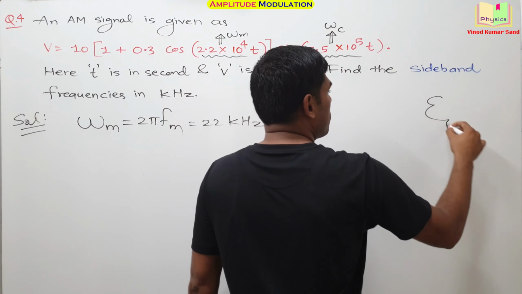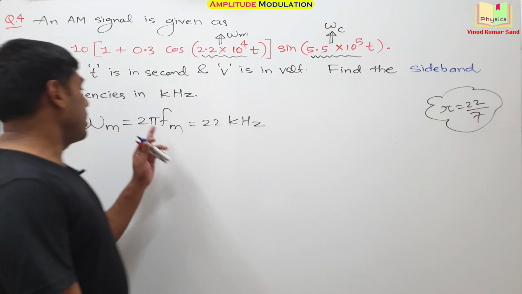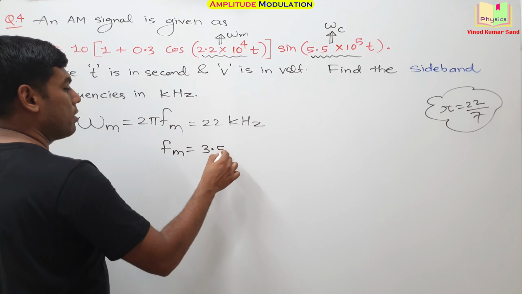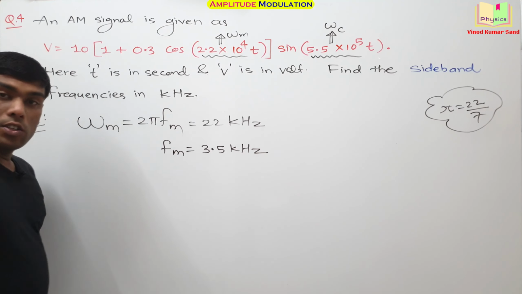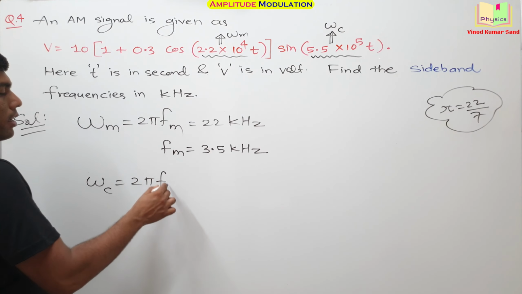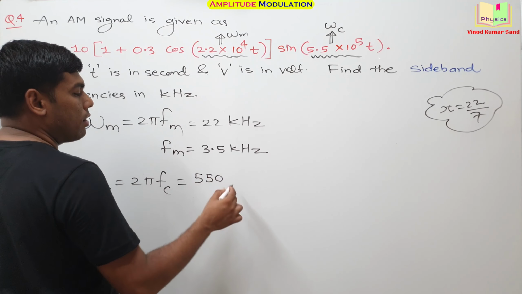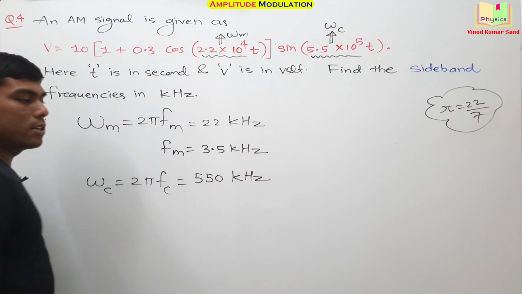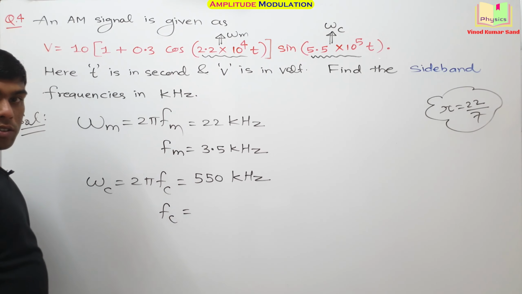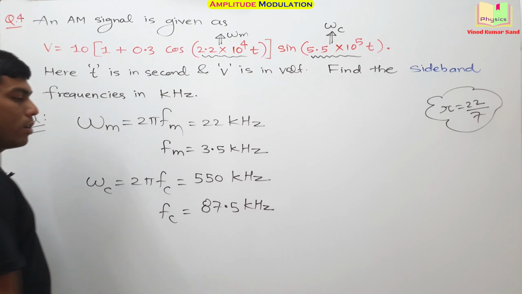We know that pi is equal to 22 by 7. Substitute that value of pi here. You will get fm is equal to 3.5 kilohertz. Same computation I am doing for omega c, which is 2 pi fc, and if you check this data we can write it as 550 kilohertz. Again put in the value of pi and compute fc. Speak up, what is the value? It comes out to be 87.5 kilohertz.